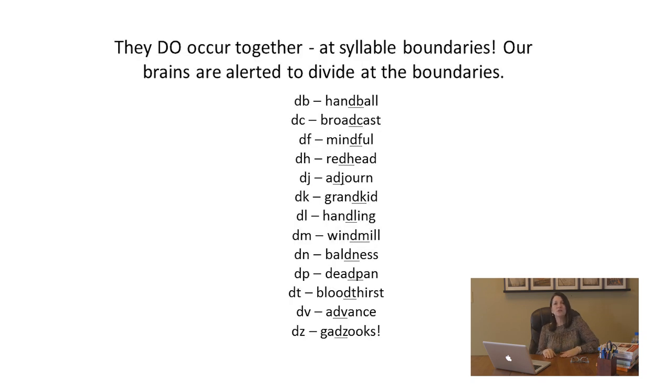Well, skilled readers with years of experience with print, their brains notice that some frequently occurring letter pairings are seen within syllables and that some don't appear between syllables. So there's D and Z together at the bottom, say in the word gadzooks. Yes, the D and Z are together, but the brain recognizes that this is a boundary and it separates them for us. It subconsciously chunked these syllables for us, gadzooks. We didn't have to think about it.